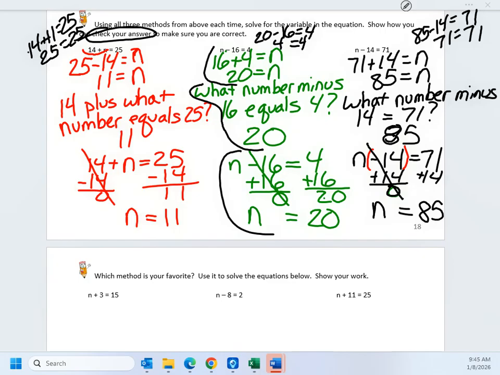So take your answer and put it back in for the variable and make sure one side of the equal sign actually balances out and equals the other side. Okay?